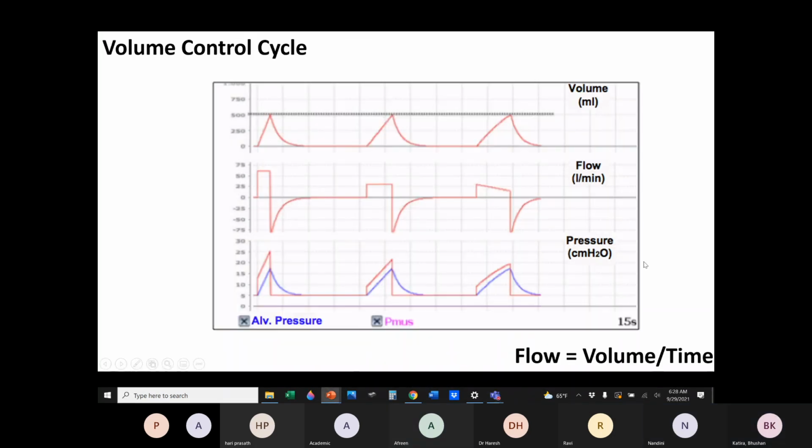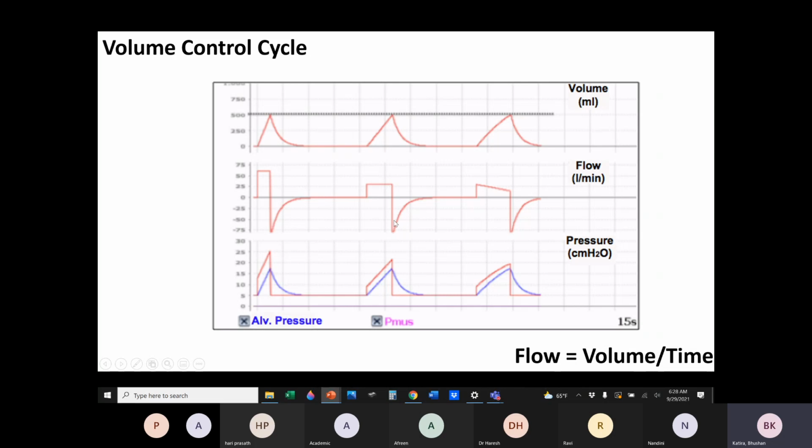Everybody's here. Now let's go to positive pressure ventilation in the volume control cycle. Why do I choose volume control cycle? It's not because this is the right thing to do or wrong thing to do. It is an easier mode to understand various aspects of what we just said earlier.